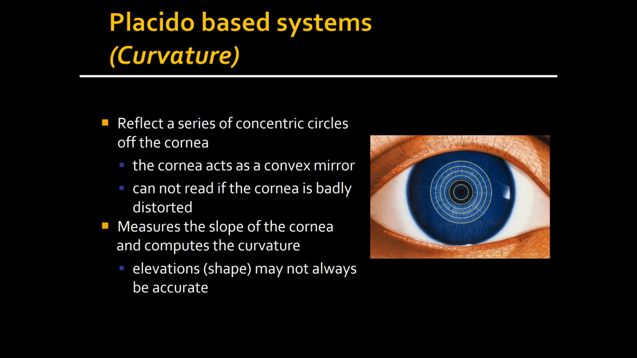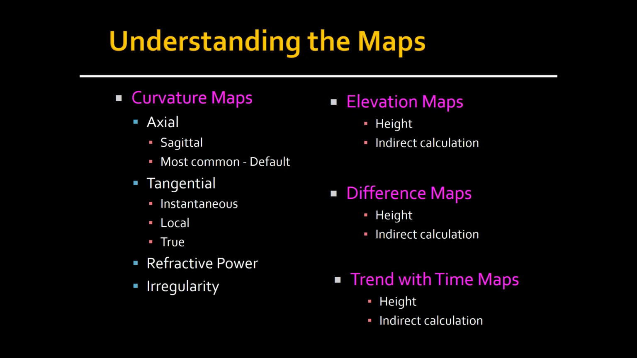Remember what Placido disc topography really is. It's technically not measuring the cornea, it's measuring the tear film. It's a reflection of concentric circles of light off the cornea, which acts like a convex mirror, and is typically off the tear film. That's an important distinction because you need to have a good intact tear film to get a good Placido disc image to measure. And it doesn't measure curvature directly. It derives curvature from the measurement of slope between the concentric circles. That's also an important distinction we'll talk more about in a few moments.